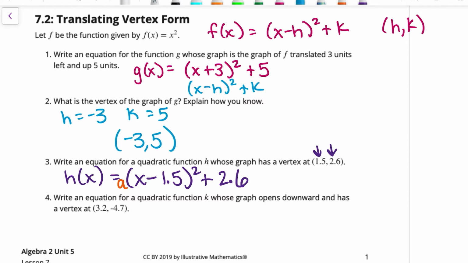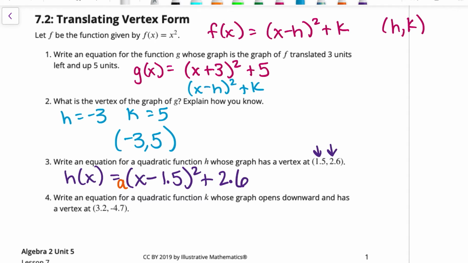Okay, so let's take a look at number 4. Write an equation for a quadratic function k, whose graph opens downward. So now we know we need to reflect across the x-axis, and has a vertex at (3.2, -4.7).